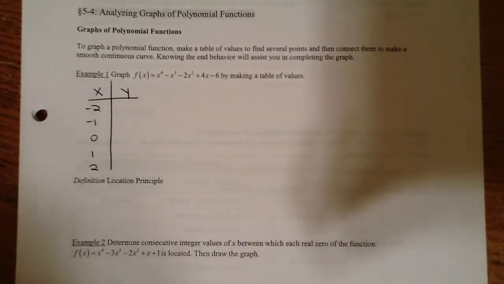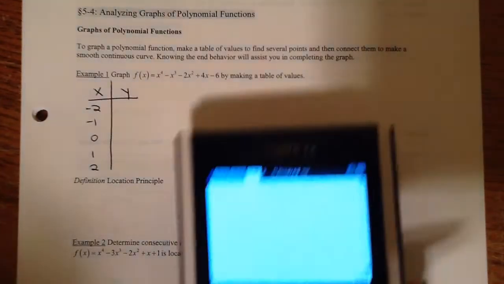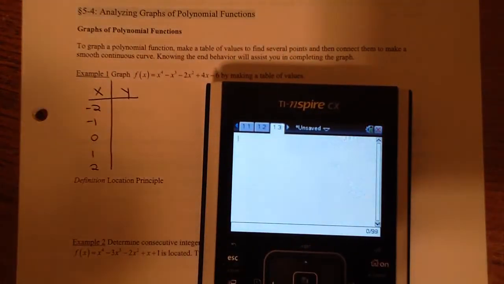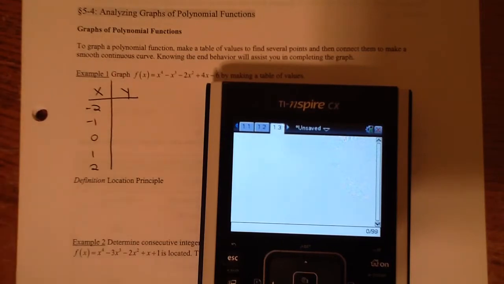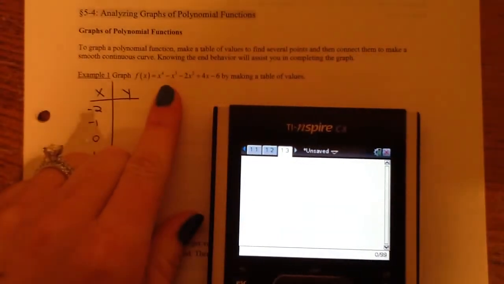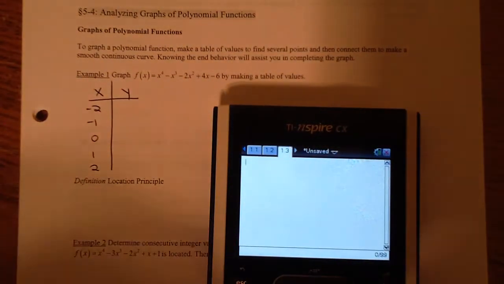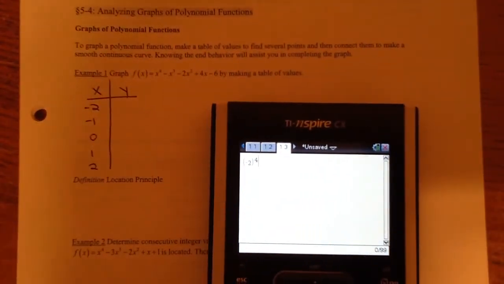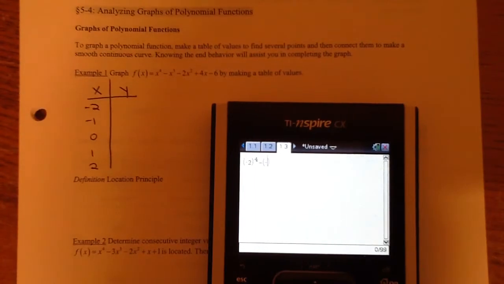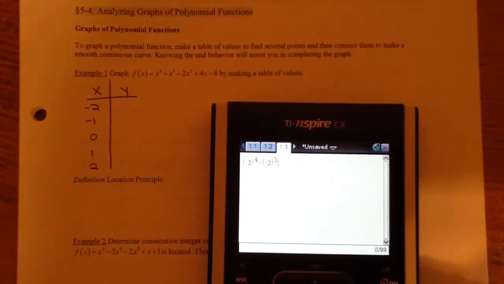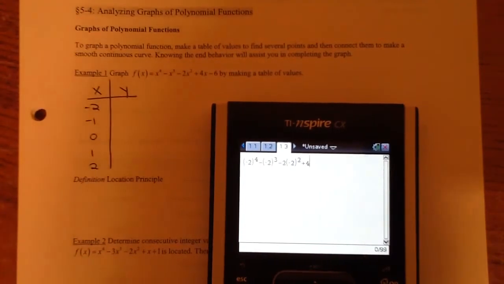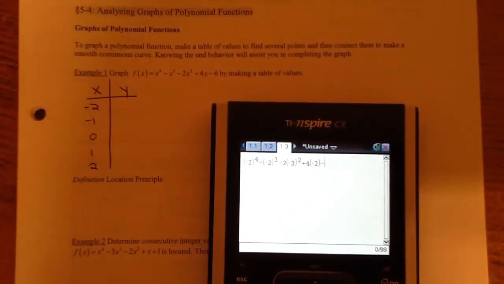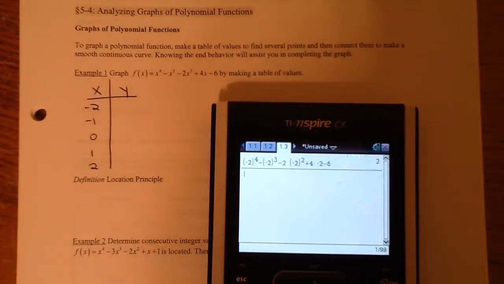So we are going to open up a calculator page, and while you're doing this, it'd be great if you could kind of follow along, and that way you know how to use your calculator to do these when you are doing them on your own. So we're going to plug into this equation right here all of these values. So we've got x to the 4th, we need to put -2 to the 4th, and then minus -2 to the 3rd, minus 2 times -2 squared, plus 4 times -2, and then minus 6. Okay, so we plug that in, and we get 2.